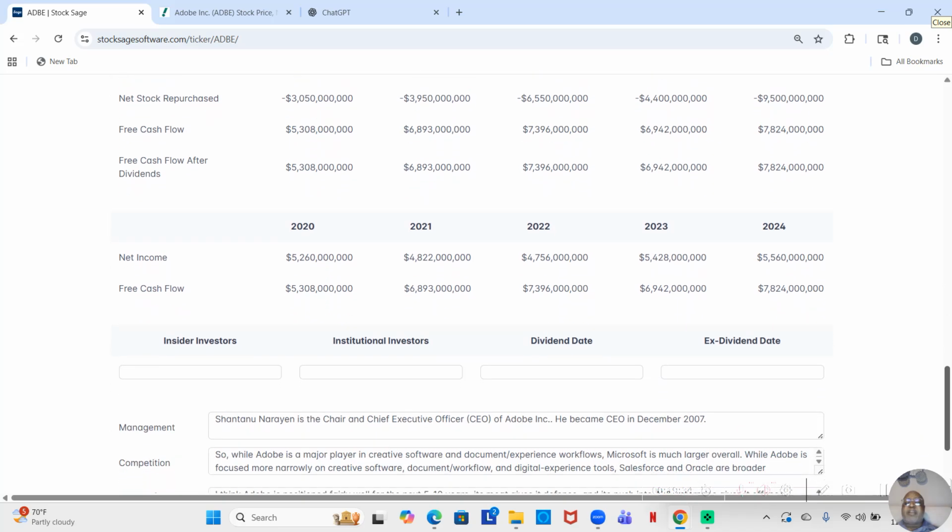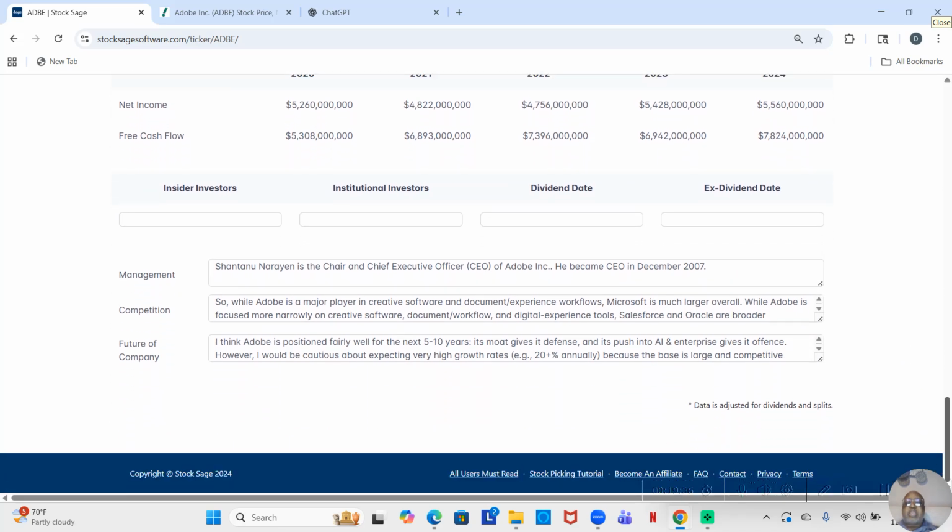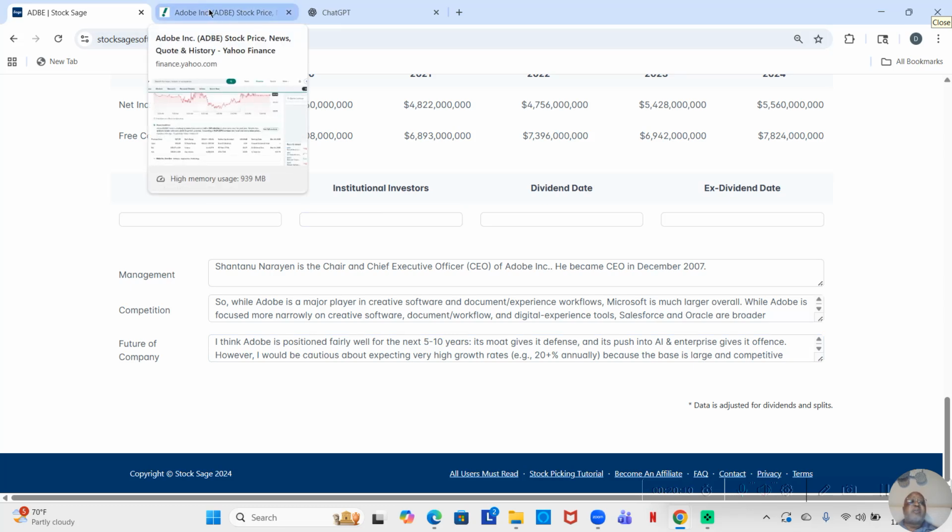So we've looked at the financial statements for the stock. However, there are some things that you may want to fill in for your analysis, which doesn't automatically pull into the app. There are actually text boxes for you to fill that in.